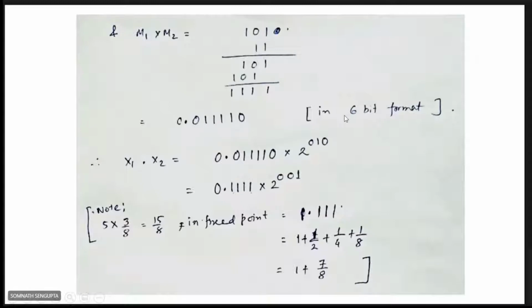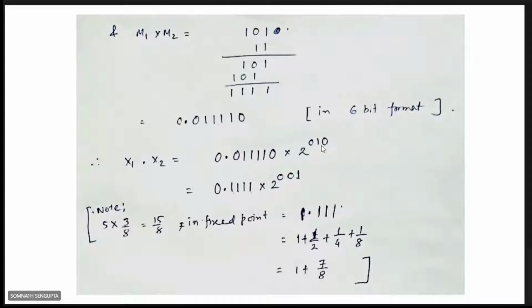0.01110. Okay, so if you consider 6-bit format, this is the mantissa. Now we write the whole number, that is 0.01110 into 2 to the power 010.